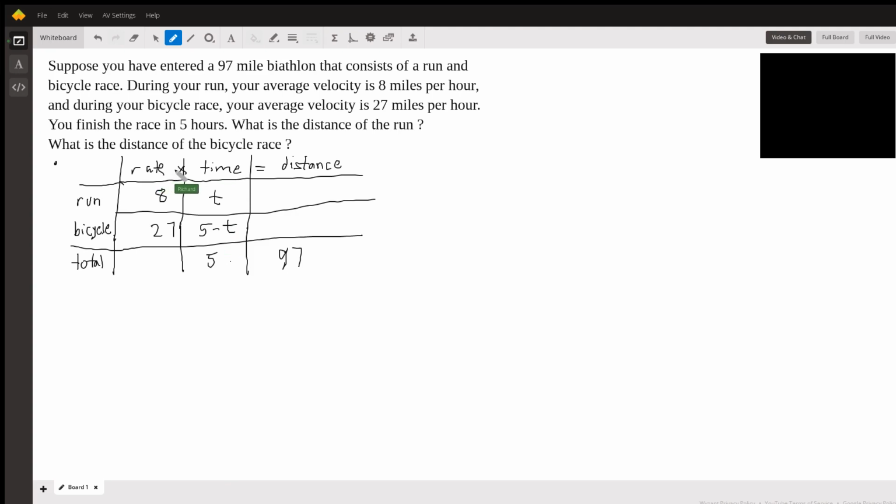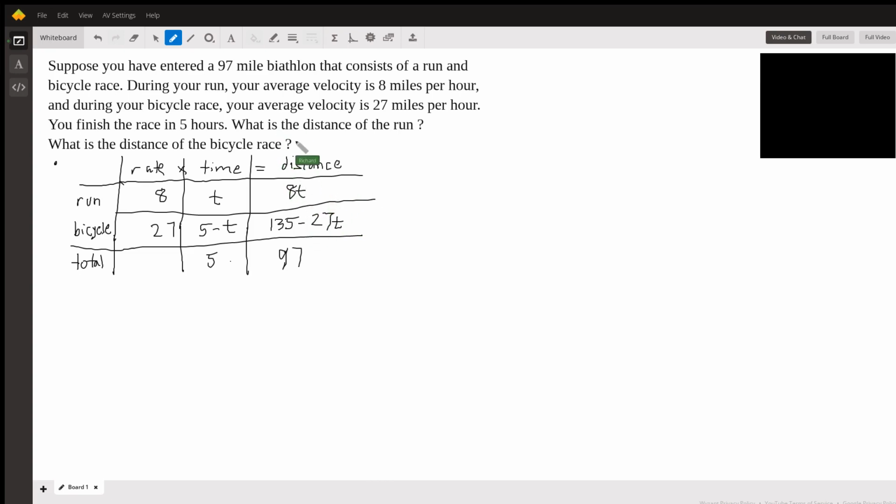Now let's just execute this formula. Just multiply the rate column by the time column. You're going to get 8t. And then over here, when you multiply 27 times 5 minus t, you're going to get 135 minus 27t. And that's it. That's basically all the legwork we have to do, and now we're ready to solve.